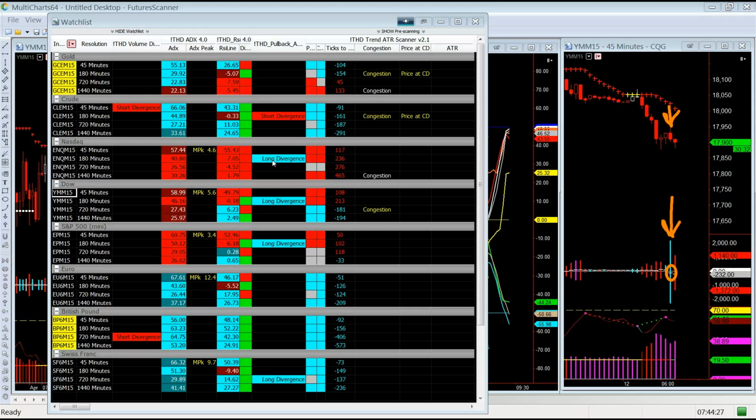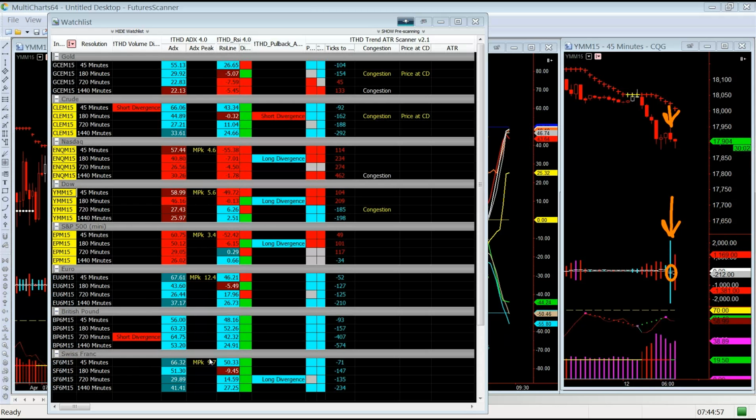We're also getting long divergence at an ATR on the 180-minute chart. Dow, you're getting long divergence on the 180. You've got a magenta peak. The S&P 500 magenta peak is very weak at the moment, but you do have a magenta peak and long divergence on the 180-minute chart. On the euro, you have a magenta peak. On the Swiss franc, you have a magenta peak. Do not have a magenta peak on the British pound.